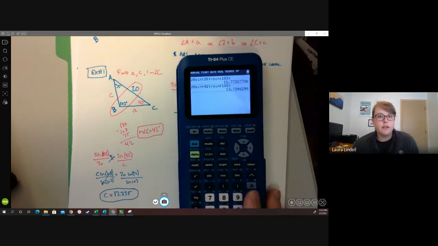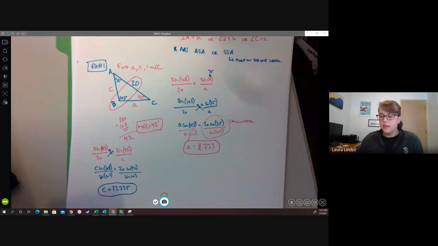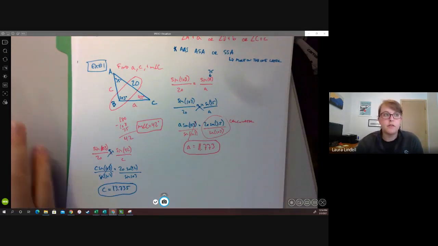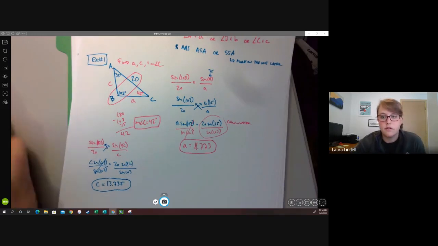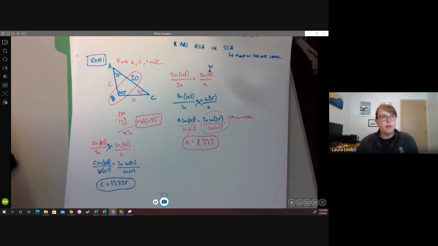And there's the three things that we needed: angle C, side length A, and side length C. Okay. So that's one kind of problem that we might see, dealing with law of sines. Let's do another one.